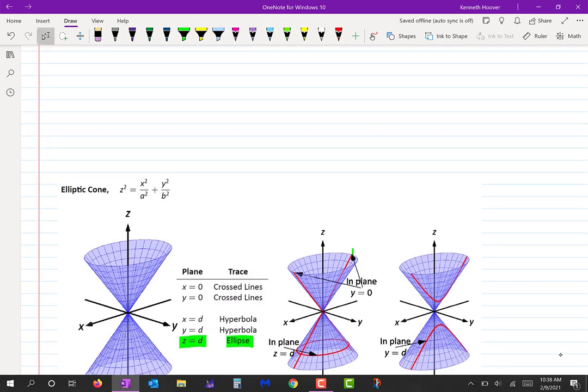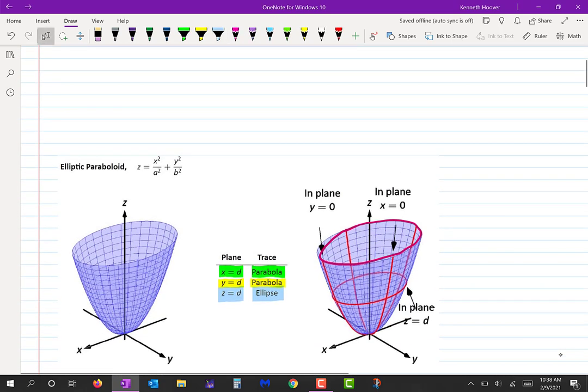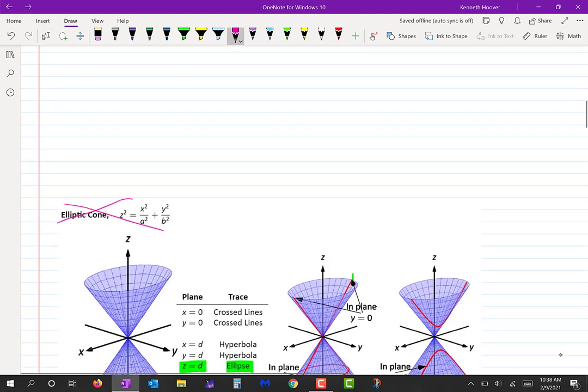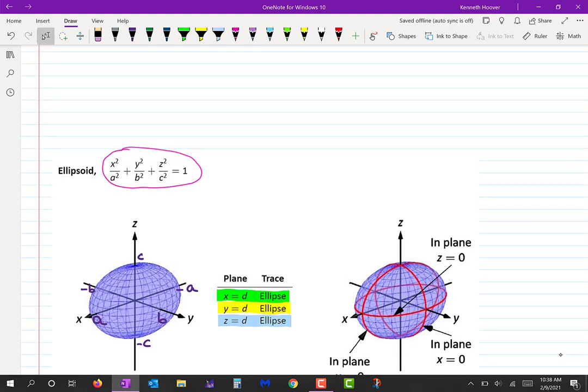An elliptic cone, is that three quadratics added together equal a number? No, there are three quadratics, but if I put them all on the same side, at least one of them would have a minus sign in front of it, right? So it's not an elliptic cone. And it's not an elliptic paraboloid because that only has two quadratic terms. So the only one that was a possibility was ellipsoid. That's how I know it's an ellipsoid.